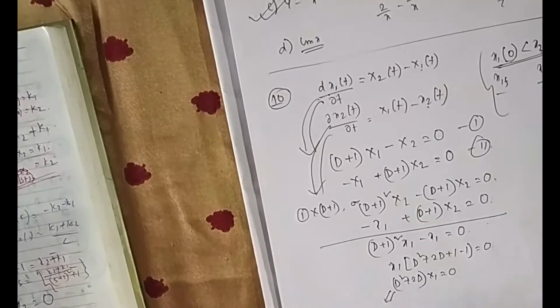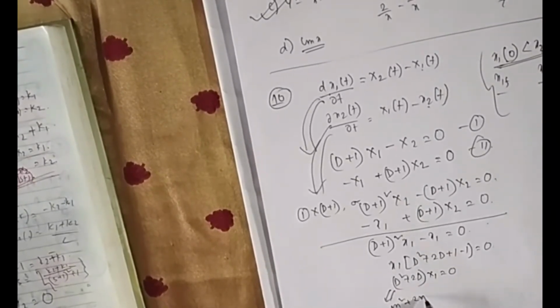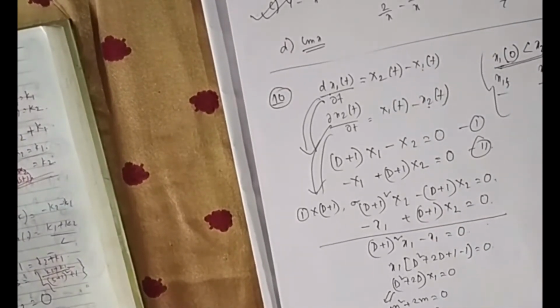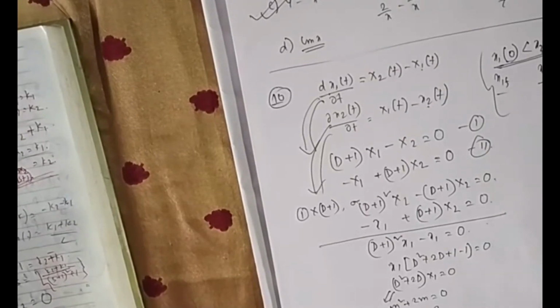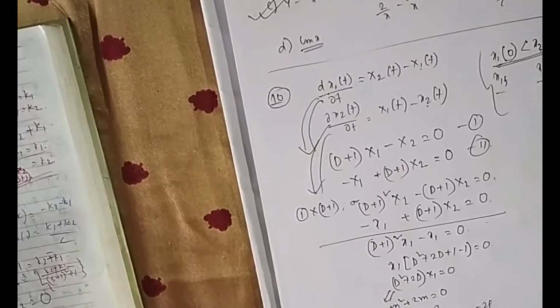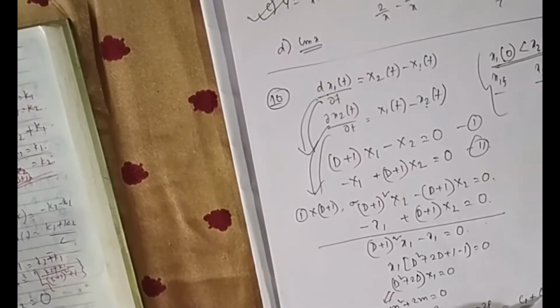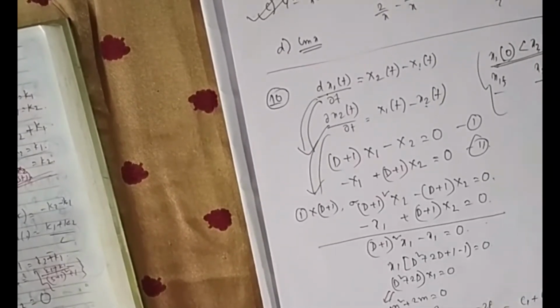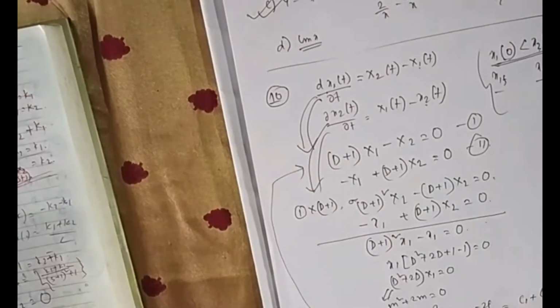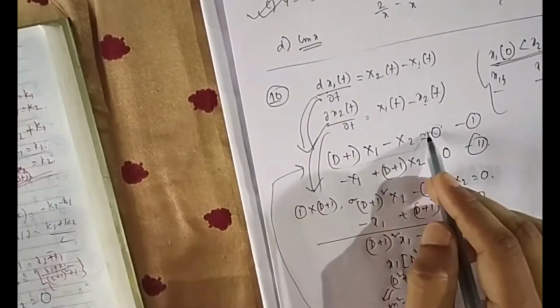If you write the auxiliary equation for x1, it will be m square plus 2m equal to 0, so m equals 0 or minus 2. From here you can find x1 will be equal to c1 e to the power 0t plus c2 e to the power minus 2t. So it is c1 plus c2 e to the power minus 2t. Now you need to put this value of x1 in either equation 1 or equation 2. Because I need to find x2, it's better if I put it in equation 1.